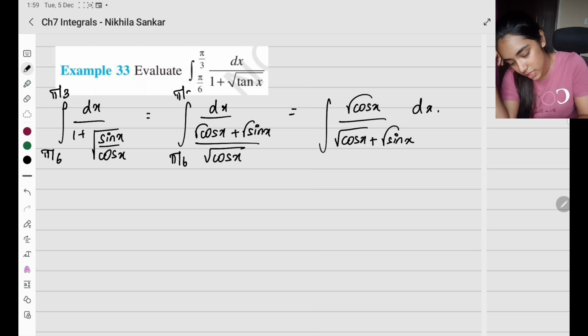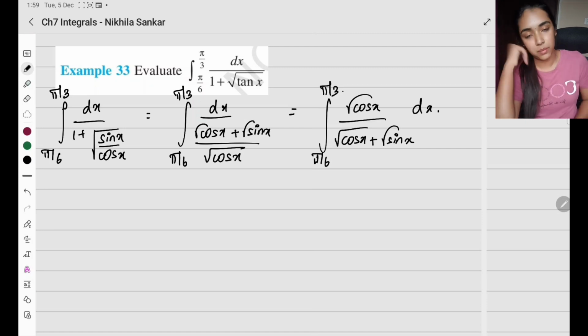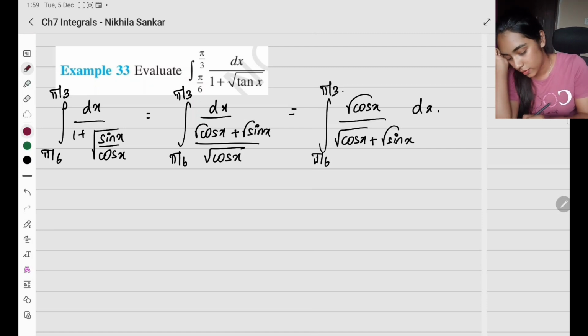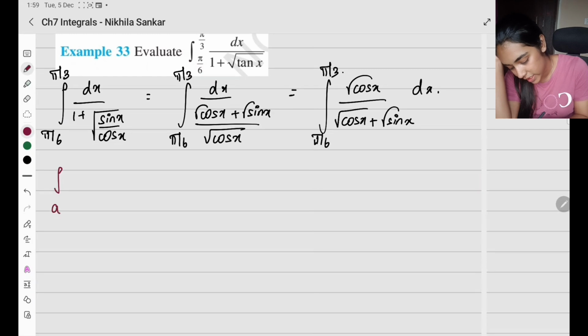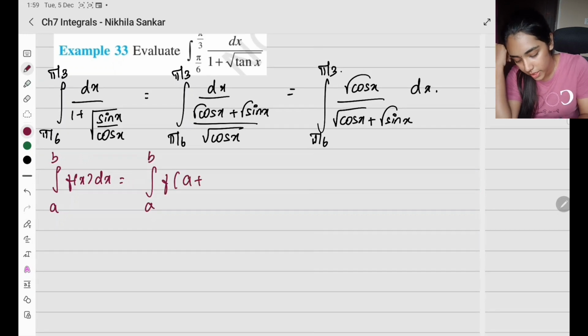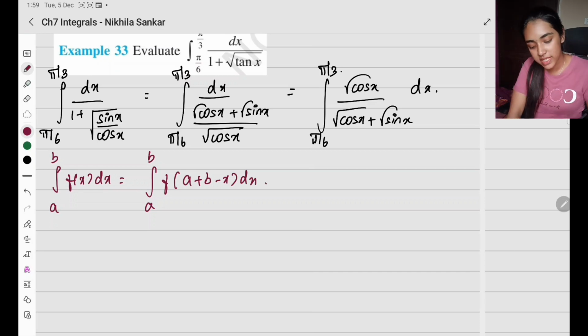Pi by 6 to pi by 3. So now this is of the form, what do I have? I have both the integrals, so a and b both are there. Integral of ab f of x times dx is going to be integral of ab f of upper limit plus lower limit minus x times dx. Okay, so now what is a plus b minus x?